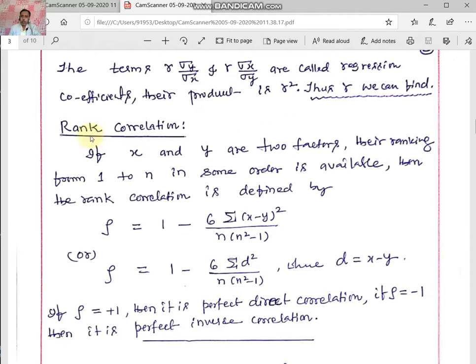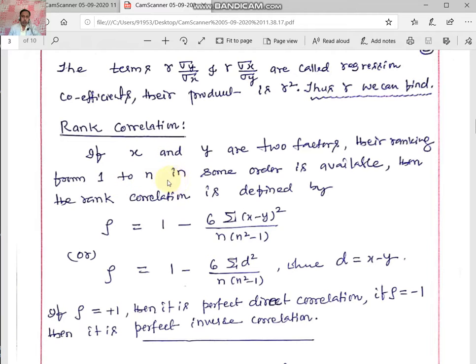Next, rank correlation. If x and y are two factors, and their ranking from 1 to n in some order is available, then the rank correlation is defined. Suppose there are two subjects, x is mathematics, y is physics. Assume that n students studied these two subjects and scored marks. For their marks, ranks 1 to n will be allotted.